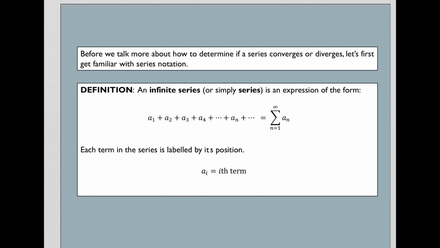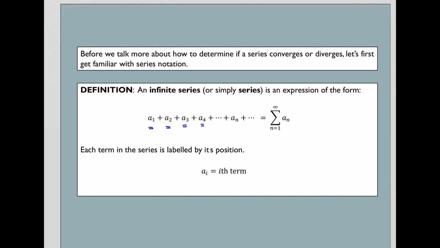Well, before we talk more about how to determine if a series converges or diverges, I want to first take a little more time to get familiar with series notation. Remember, math is a language, and so this is a new symbol, so let's look at it a little more deeply. Definition: an infinite series, or simply series, is an expression of the following form. It's an infinite summation, where the summation is determined by adding up a series of terms.